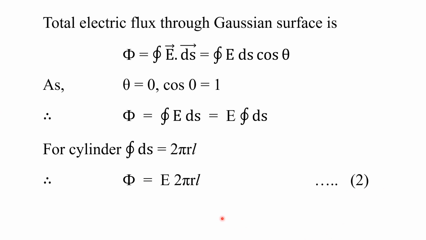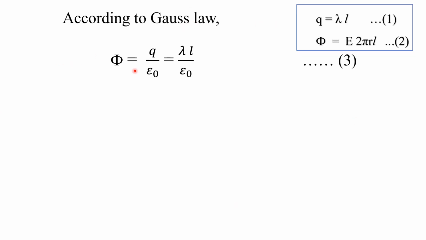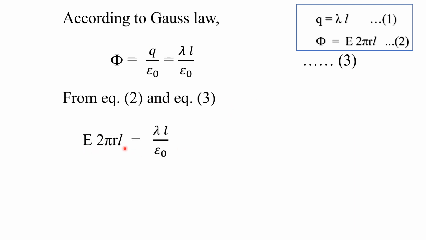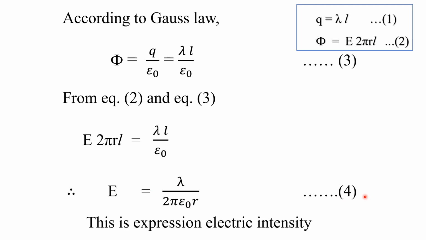Now by Gauss law, phi is equal to Q upon epsilon 0, which is equal to lambda L upon epsilon 0, since Q is equal to lambda L. This is equation number 3 and that is equation number 2. Equating equations 2 and 3, we get E 2 pi rl is equal to lambda L upon epsilon 0. Therefore E is equal to lambda upon 2 pi epsilon 0 r. This equation 4 is the expression for electric intensity outside a charged conducting cylinder.